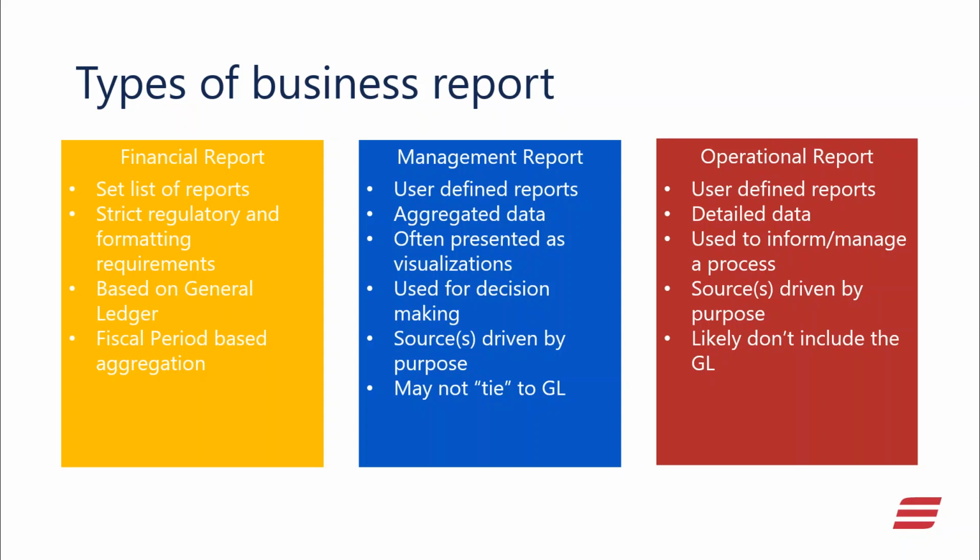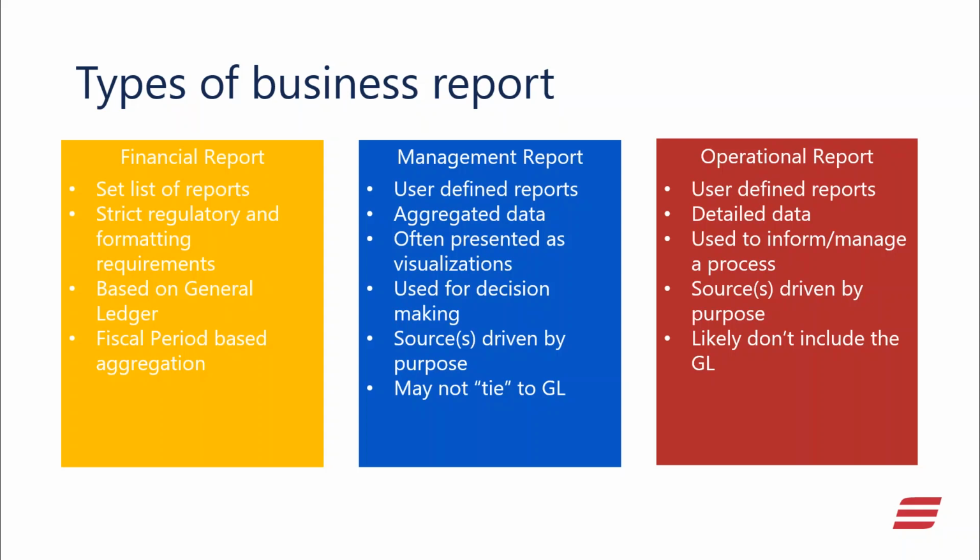The first category is financial reporting. We should all be familiar with financial reports, the balance sheet, the P&L, all of those. They've all got really strict regulatory and formatting requirements, pretty much only come from the general ledger. We get backup from other modules within the accounting system, but it's all accounting data that we're pulling. And it's all based on fiscal periods. Nobody cares what happened last Tuesday from a P&L standpoint. They care about what happened last period.